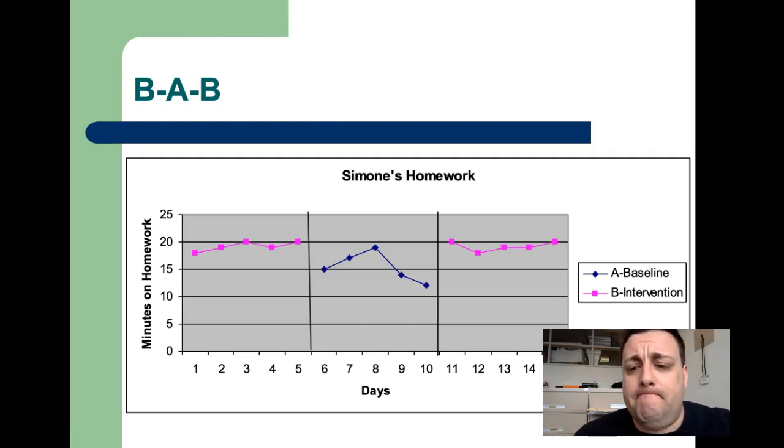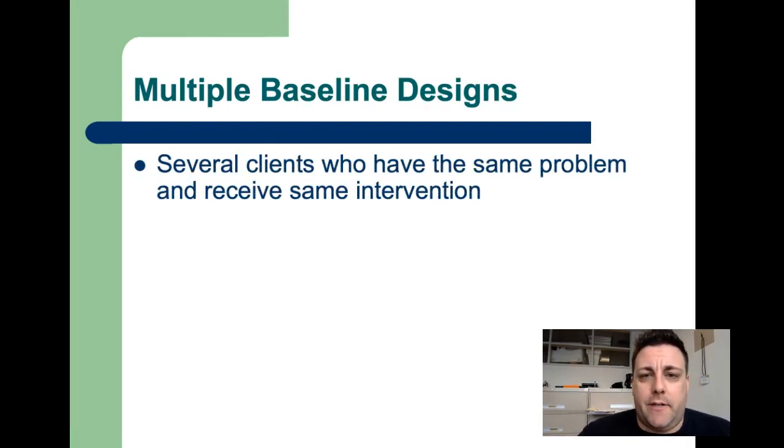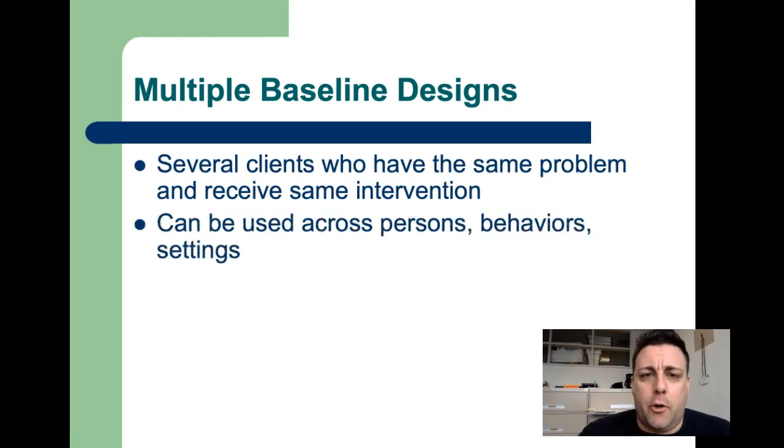When we've removed the intervention, we see that Simone is spending less time on her homework, which is, again, leading us to this conclusion that Simone needs some help to spend an appropriate number of minutes on her homework.